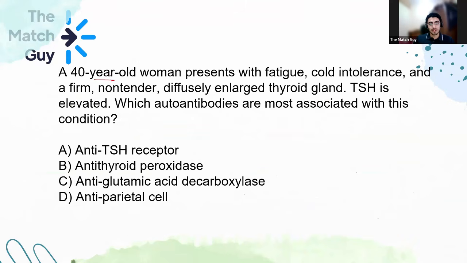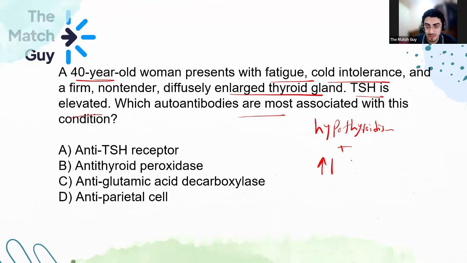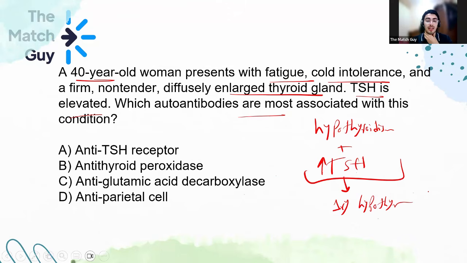Okay. A 40-year-old woman presenting with fatigue, cold intolerance, and firm, non-tender, enlarged thyroid gland. The TSH is elevated. Which autoantibody is most associated with this condition? So this patient is presenting with symptoms of hypothyroidism plus high TSH. This tells me that this patient has primary hypothyroidism. So the pathology is in the thyroid itself.